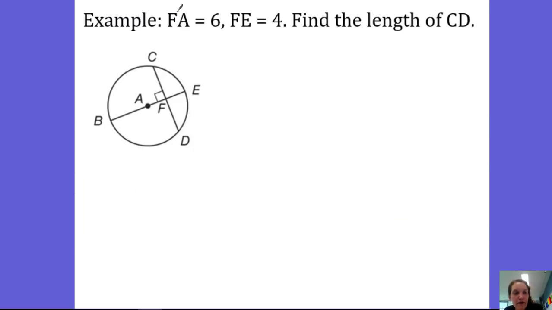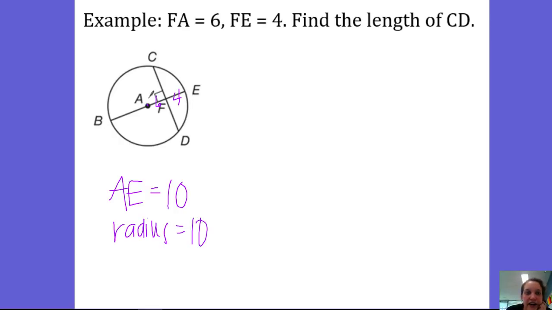So in this example, we know that from F to A is 6. So this is 6 right here. And then from F to E is 4. So if A is the center of my circle, then AE is a radius. So if I put those two pieces together, then my radius AE is 10. My radius is 10. And so I want to figure out what the length of CD is, this chord.